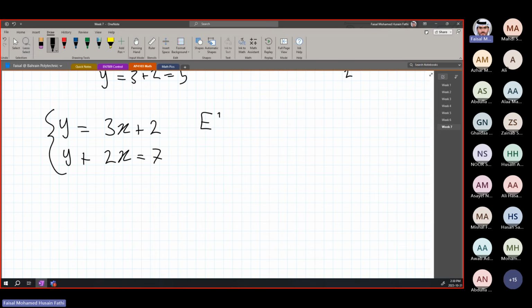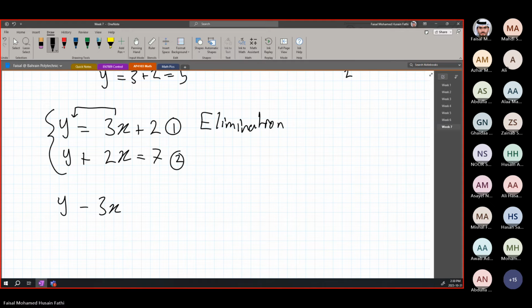So elimination. First step in elimination is you have to have the y's and the x's on the left and the other numbers on the right of the equation. So in this case, the second equation is already lined up. The first equation, we're just going to have to move the 3x over here. So it's going to be y minus 3x is equal to 2. And the second equation, we'll rewrite as y plus 2x is equal to 7.